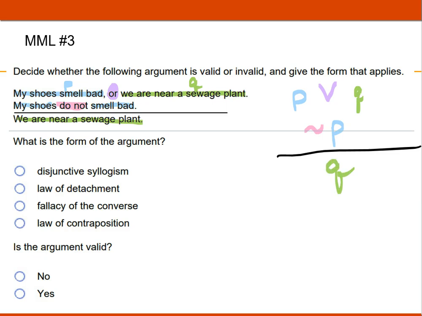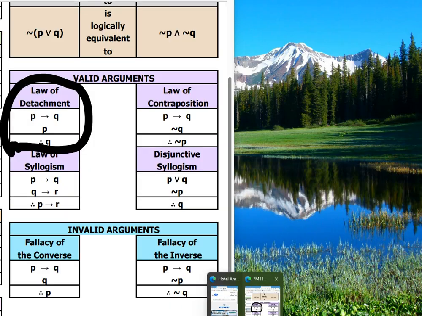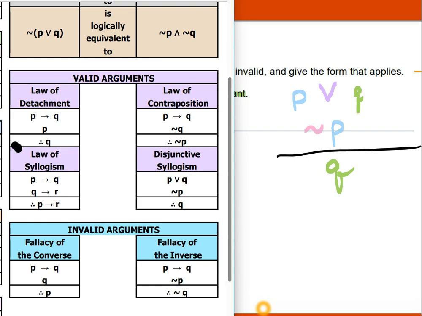All right. So now let me find this again. Let me erase that. Okay. So we're looking for P or Q, negation of P, therefore Q. It's this one. Disjunctive syllogism right there. See it? P or Q, negation of P, therefore Q.